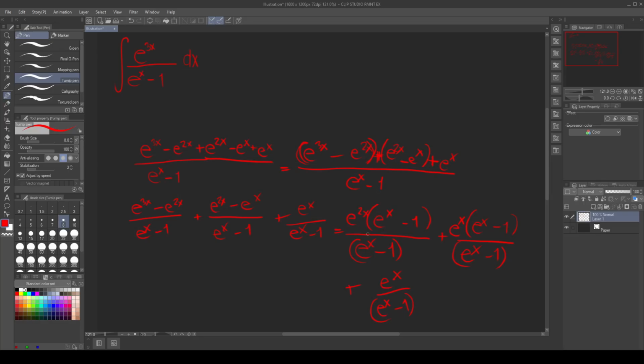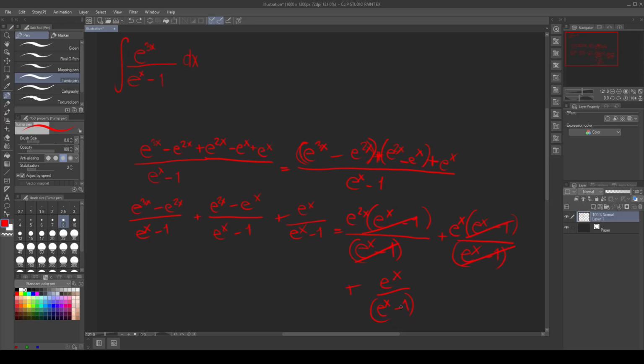Notice now that you can actually cancel these. I mean, just take a look at these two fractions over here. These guys are the same thing, which means you can cancel them. These are also the same thing, which means you can cancel them. The only thing that you can't really do anything with is this. But that's fine, because this is just a lot easier to work with than whatever we had in the original.